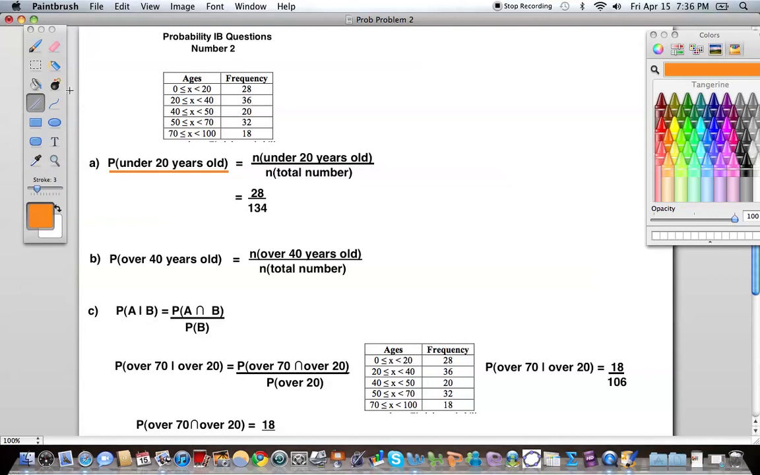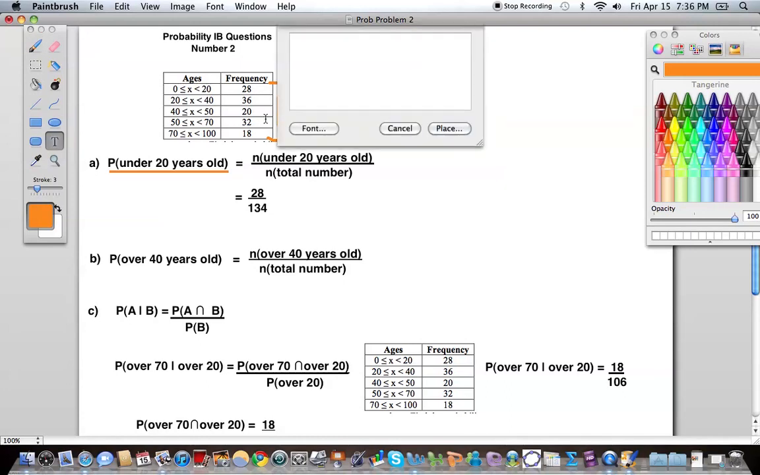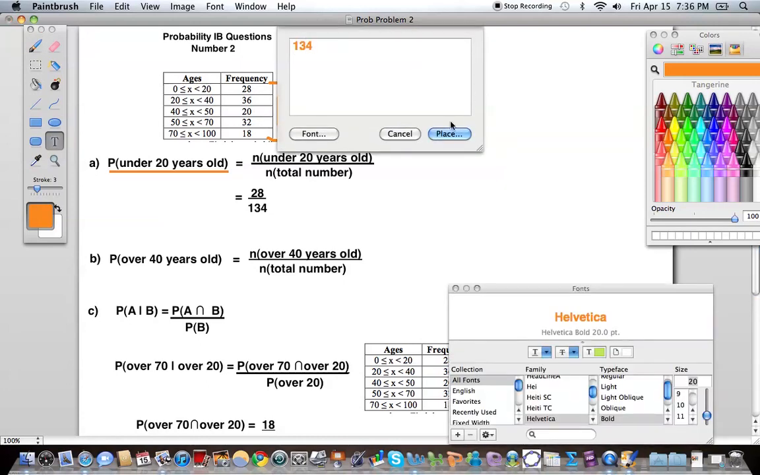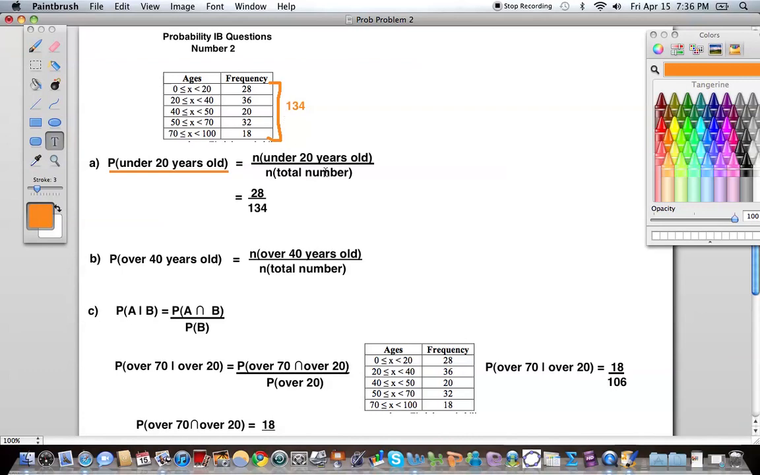If we add up the number of total ways, we have to add up 28, 36, 20, 32, and 18. This will give us a total of 134 passengers. We can see from our chart here that there is only one age range that's going to fulfill under 20 years old, and that's this first one. So this probability will be 28 over 134.